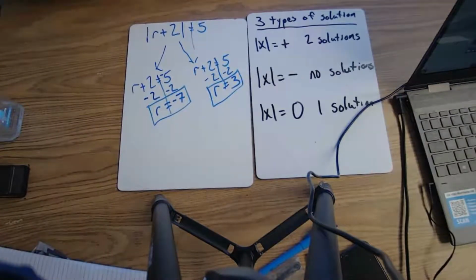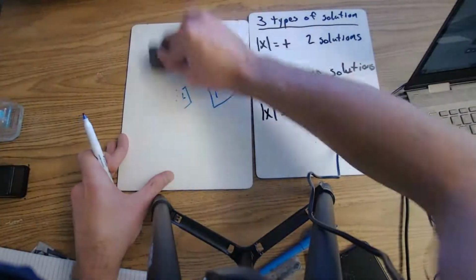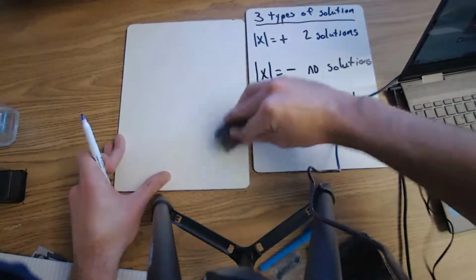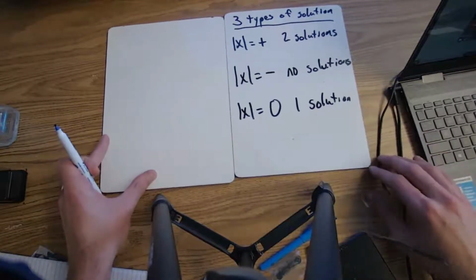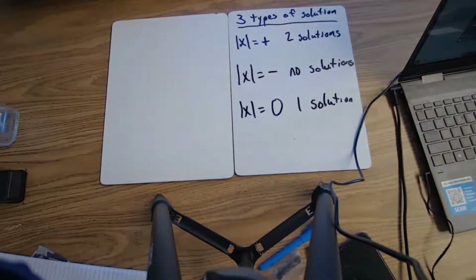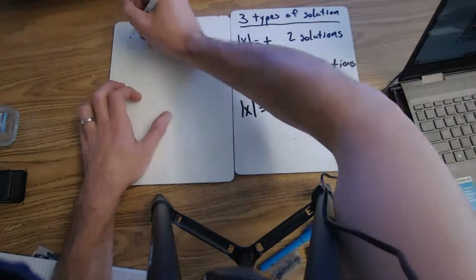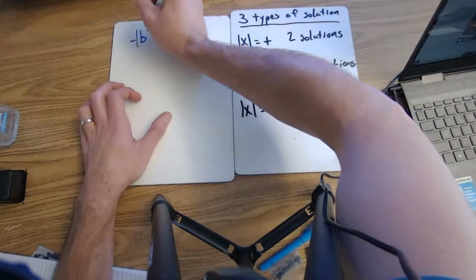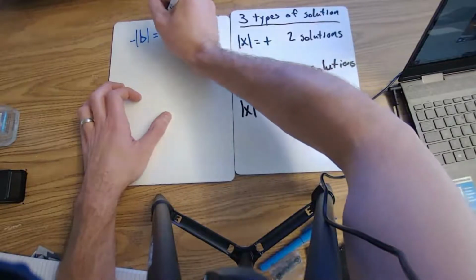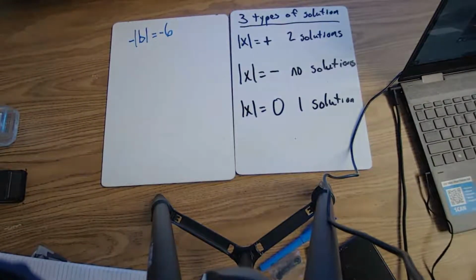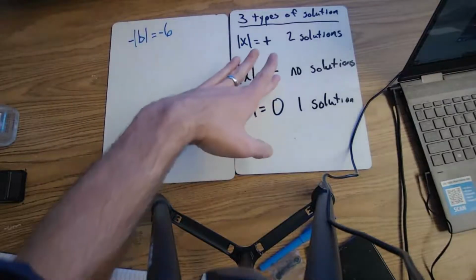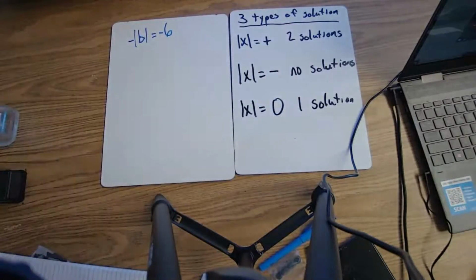Now, let's see what it looks like if we have something multiplied in front. So let's see. Negative absolute value of b equals negative 6. Now, you may see this and you may think immediately, oh, no solution, because my absolute value bar equals a negative, right? So no solution, I'm done. Not exactly.